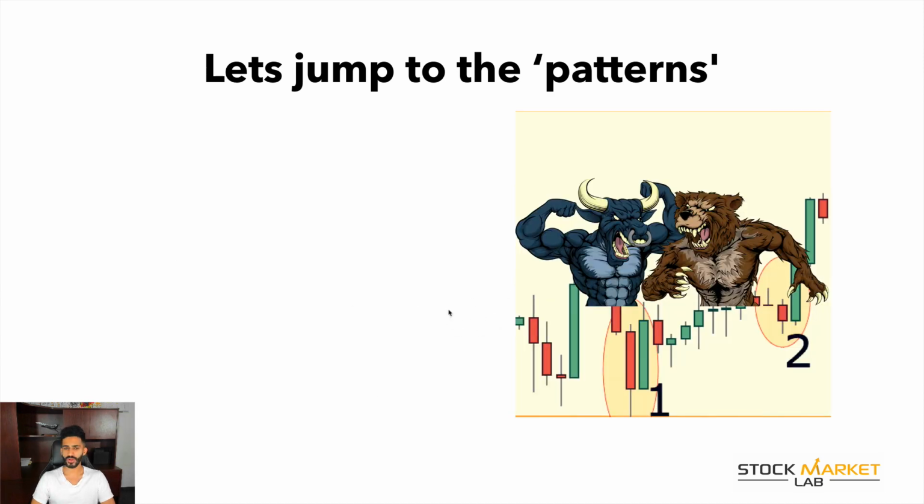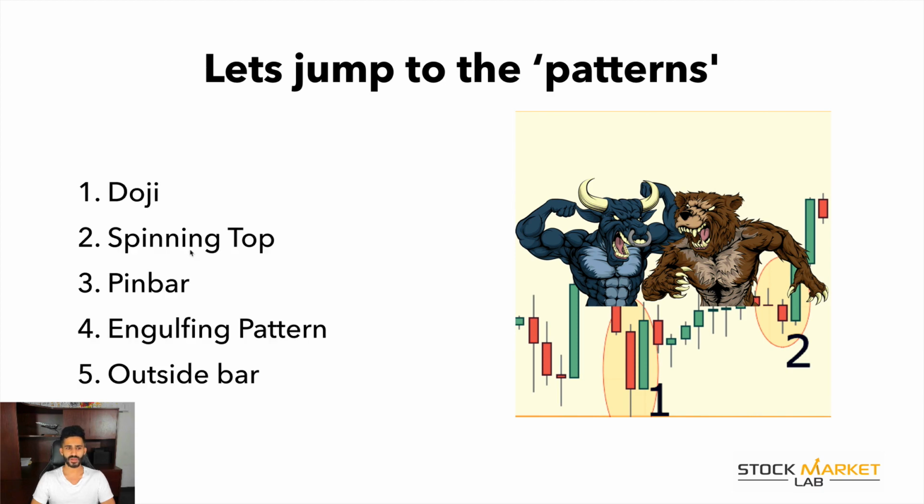Okay, so let's jump to the patterns. These are the patterns that I'm going to break down: the doji, the spinning top, the pin bar, the engulfing pattern, and the outside bar. These are the five I'm going to focus on. There's a bunch of them, but you'll see all of the patterns that you've probably learned in the past, or seen, or read about. They all mean the same thing. They all fall under the same categories.